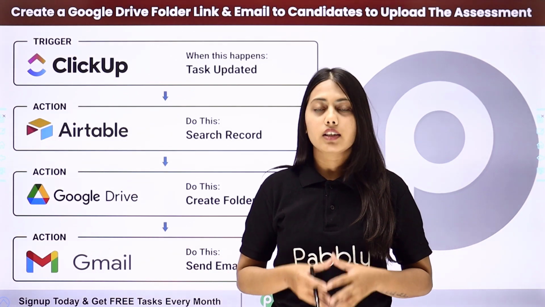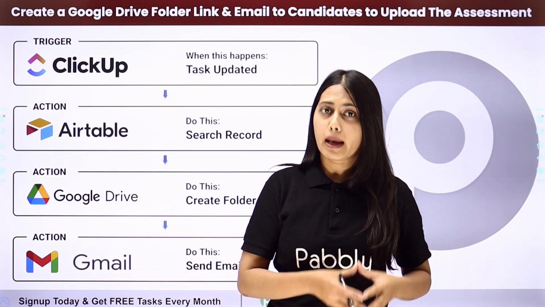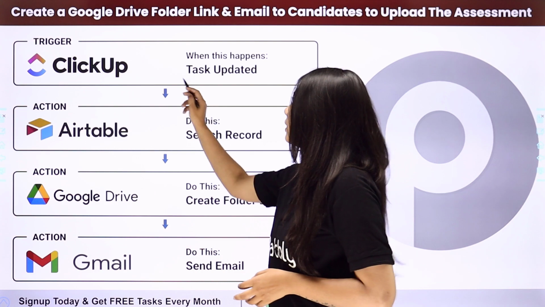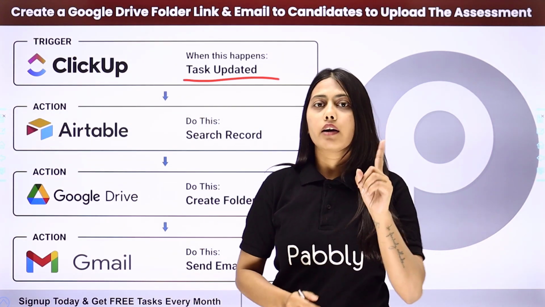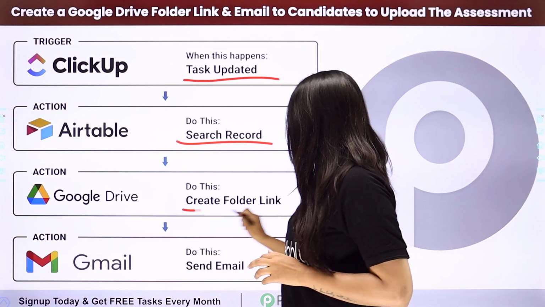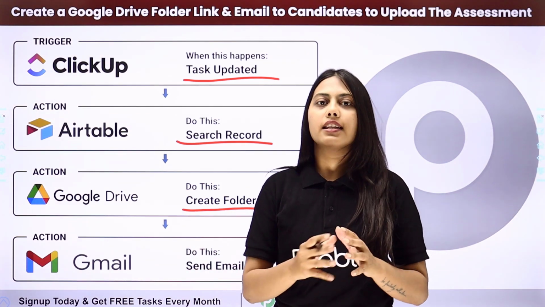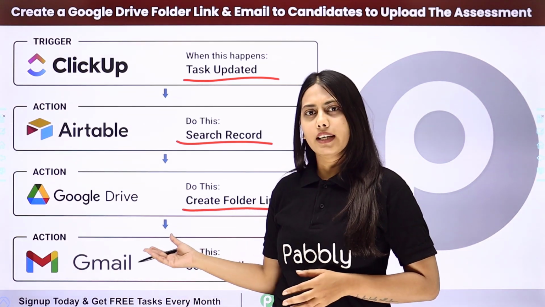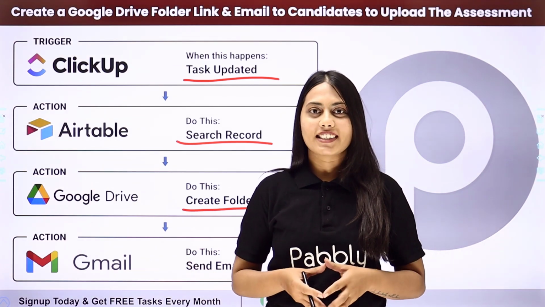So let us learn how to create an automation with the help of Pabbly Connect, where our trigger will be task updated in your ClickUp. Our first action will be to search the record in Airtable. Then we will create a folder link in Google Drive, and in the end we are going to send an email along with the link. Let us learn how to do it.